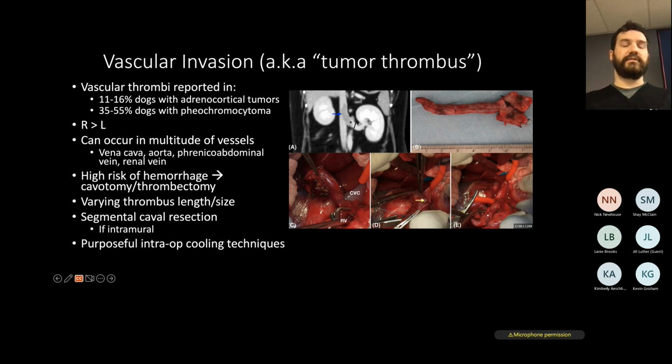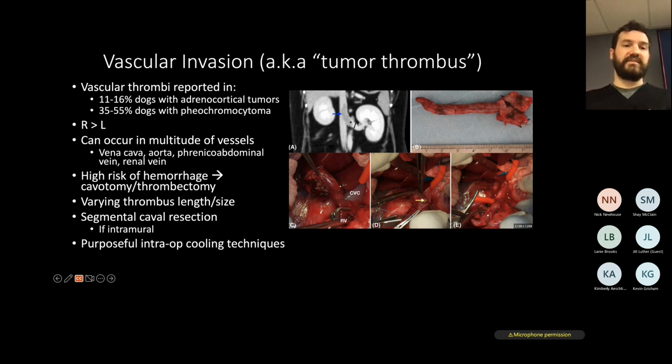You can have invasion, transmural invasion into the aorta. Any of the invasion can be transmural or intraluminal. And so those are subtleties that we would like to pick up on CT before we go into the dog's abdomen, so that we can know, okay, can we do a venotomy versus a venectomy?